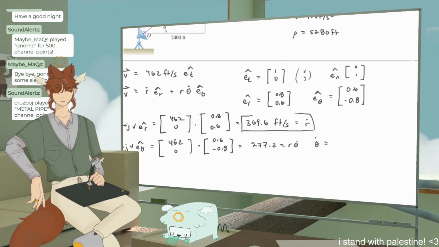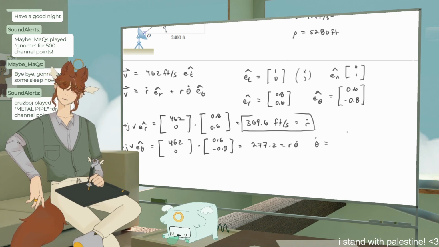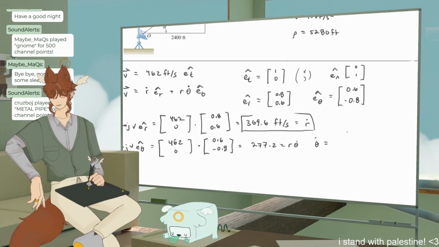0.092. Oh, it's right. Okay, wait, it's negative? Okay, it says it's negative. Oh, okay, I did my theta dot in the wrong direction. It should face the other way.